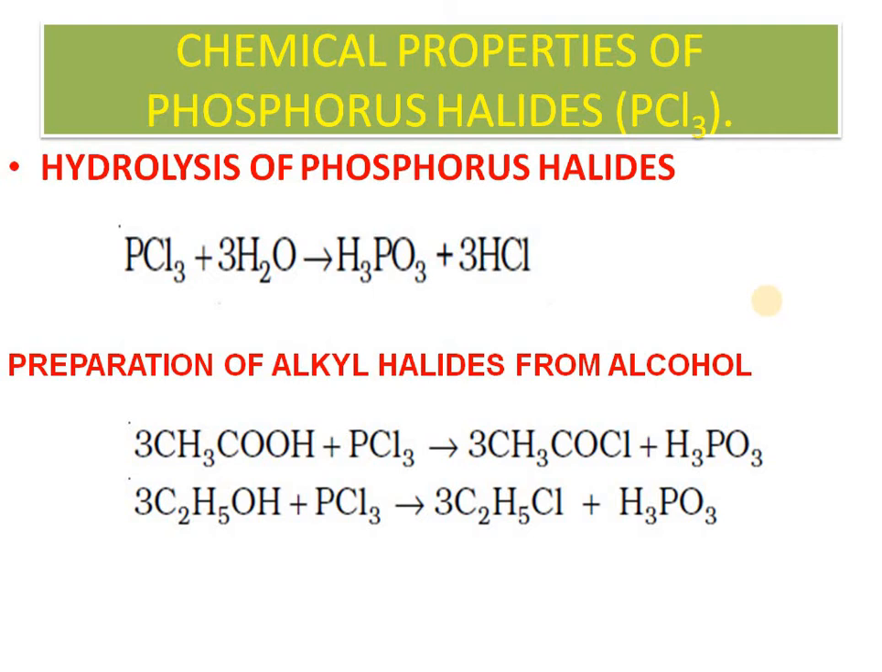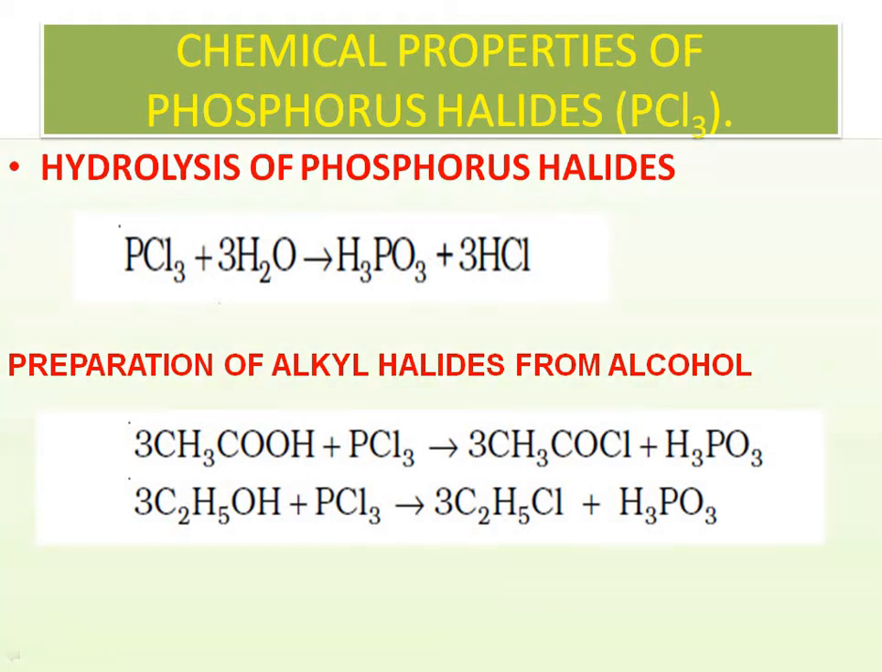PCl3 on hydrolysis gives rise to H3PO3 along with HCl, which means both acids are formed. Next is the preparation of alkyl halides from alcohol. This is an important reaction in terms of organic chemistry. In this reaction we are converting acids to acid halides or alcohols to alkyl halides.